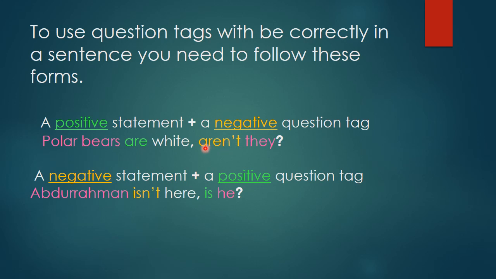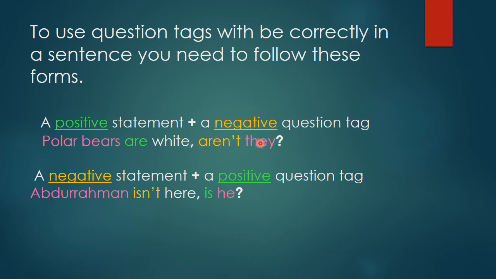So why did I put aren't when I have an "are" here? What's the opposite of positive? We said that it's negative. So "are" is positive. What's the opposite of it? عكسها. Aren't, negative. I have added "not". So "are" becomes "aren't". Okay, so polar bears are white, aren't they?